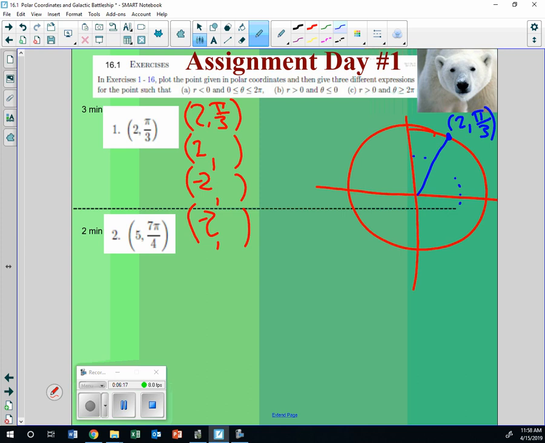Let's do the easy one here. Let's do the negative theta. So to get the 2 and then we'll do a negative theta, what happens is this is pi over 3. How do you get that?